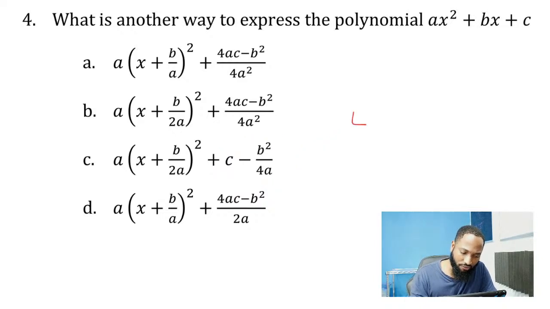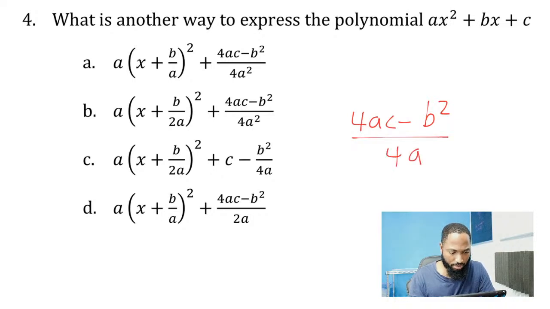Most schools give it like (4ac minus b squared) over 4a, but it has no squared in it. The a's don't have no squared there. So you have to use this one. This and this are the same thing.